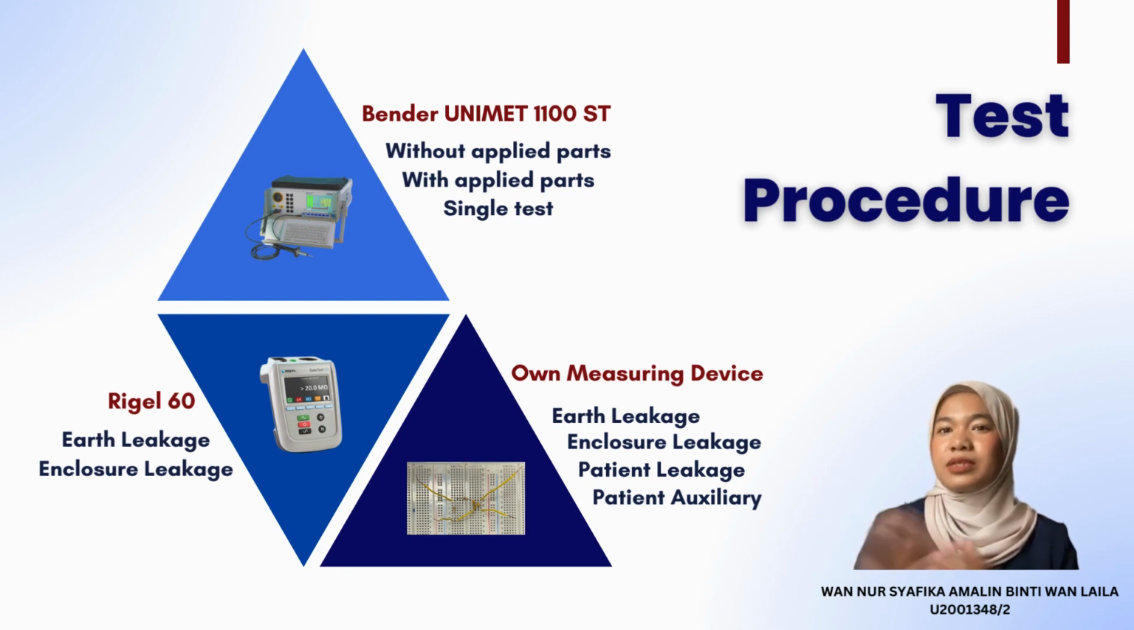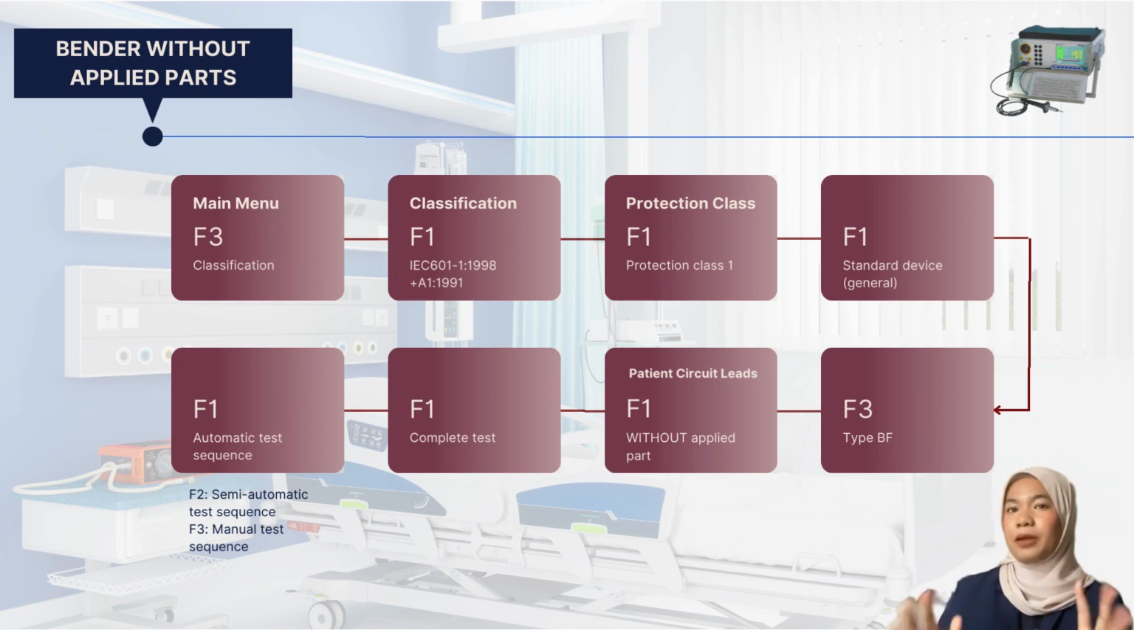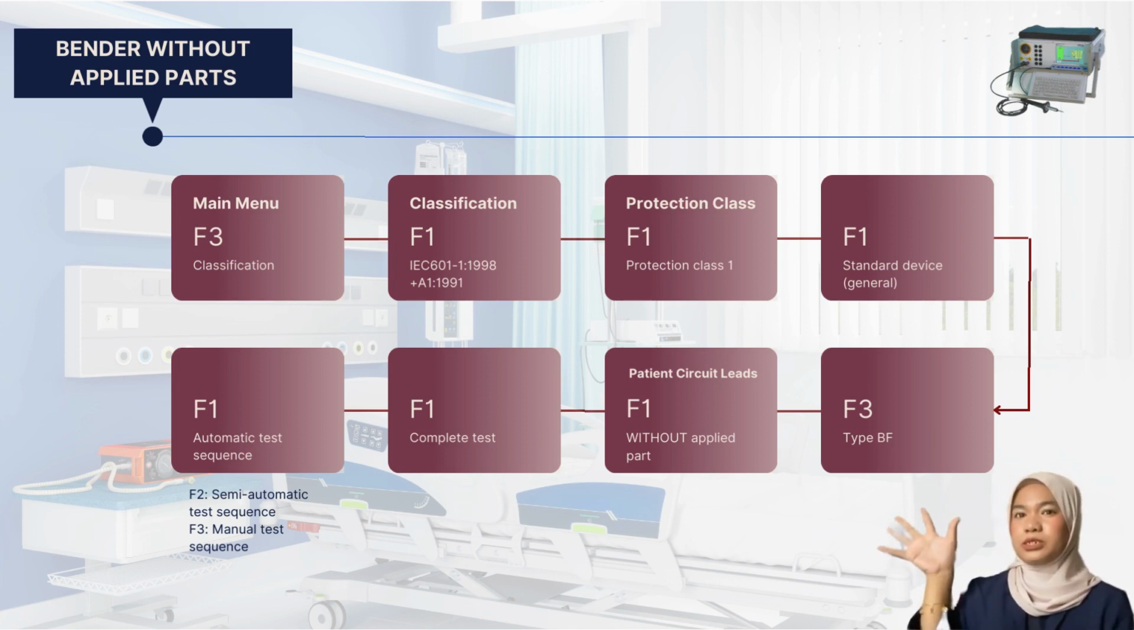And the second one, we will test using the Rigel Self-Test 90 for the earth leakage and enclosure leakage current. And for the last one, we will test this Boca using our own measuring device. Firstly, we will use the Bender without any applied part for our testing device. So this is what will be shown on the Bender's monitor.